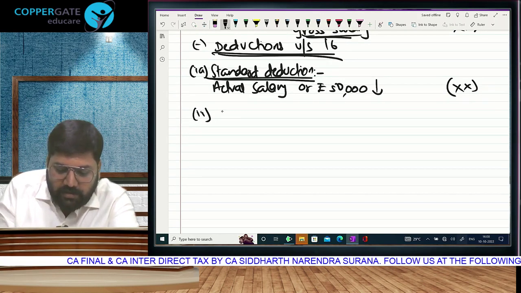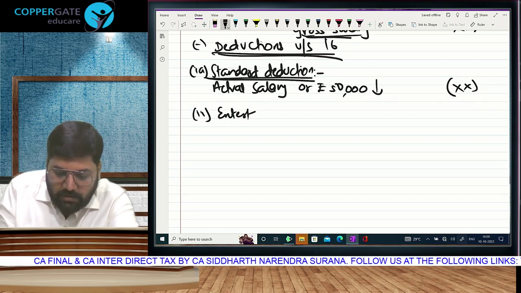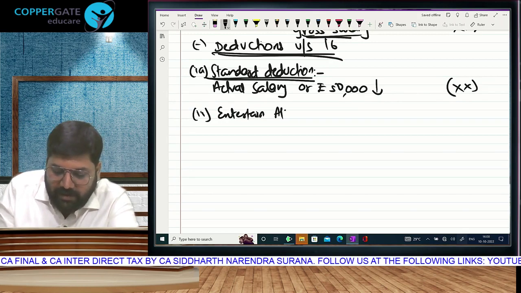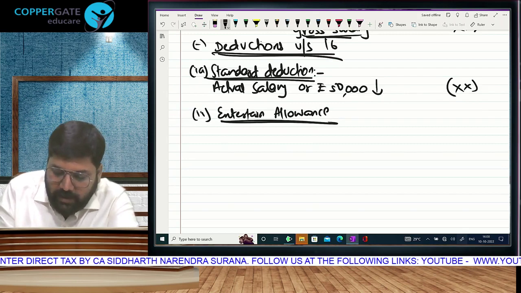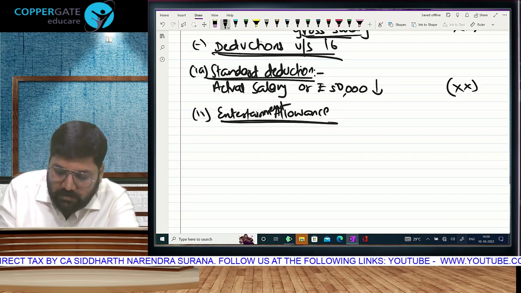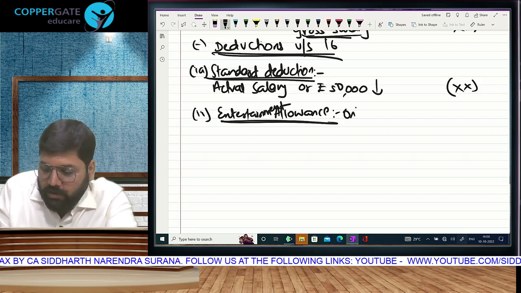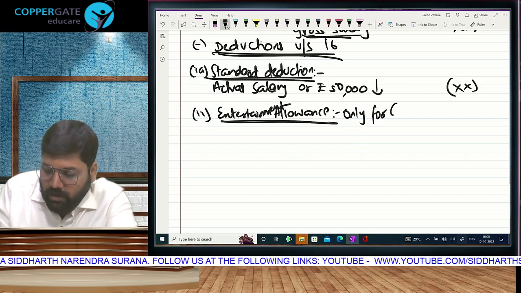Second, the deduction for entertainment allowance. This deduction will be given, entertainment allowance, only for government employees.